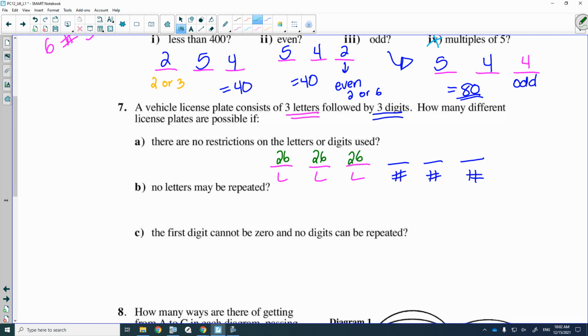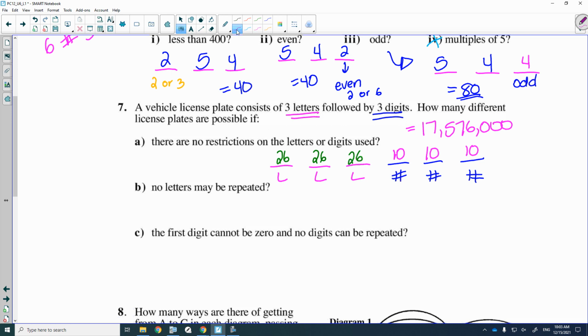Digits. It says there's no restrictions on digits. There are 10 digits from 0 to 9. So I've got 10 different numbers I could choose from to go there, 10 different choices of numbers to go there, and 10 different choices to go there. Because I could have a license plate AAA000, right? They didn't give me any restrictions. If you multiply that together, that is going to be 17,576,000 different license plates that would have three letters followed by three numbers.